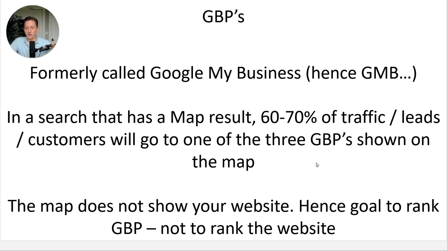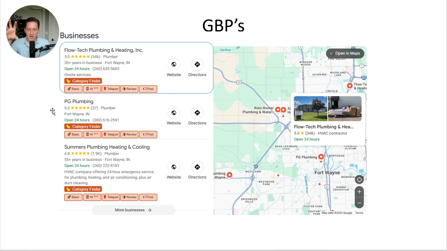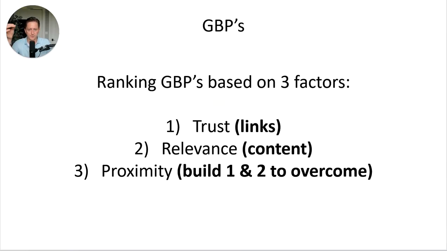And what's important to note is in that map results, right here, these are not the business's website. These are the business's Google Business Profile. They're GBPs. If you don't have a GBP, you can't show up here. So everything we're doing in local is being done with the goal to rank the GBP higher. We're not trying to rank the website higher. We're not trying to rank URLs higher. We're trying to rank GBPs higher, okay?